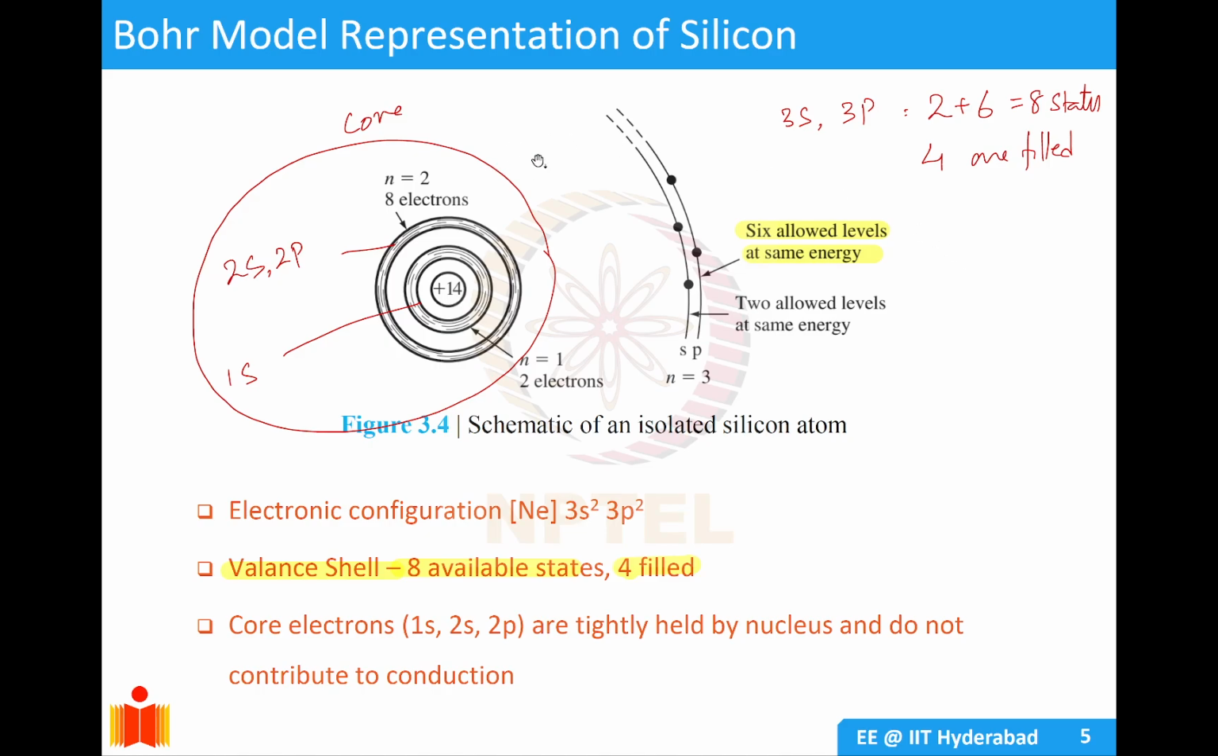And then this is the Bohr model, where the nucleus is sitting at the center, and these are electron rings, electron shells. So this is 1s, this is the K shell, L shell, and within each shell there are orbitals S, P, D, F.